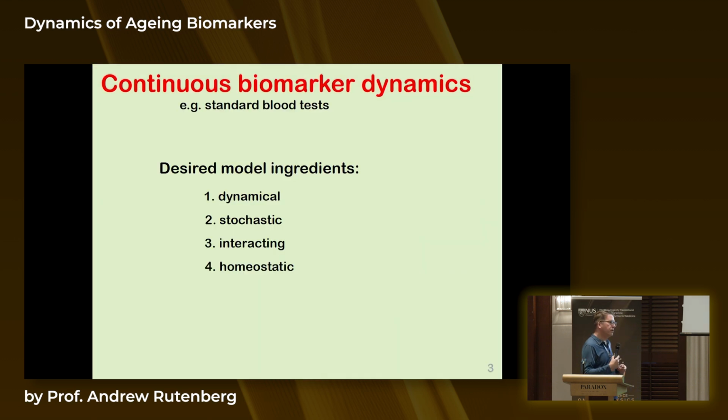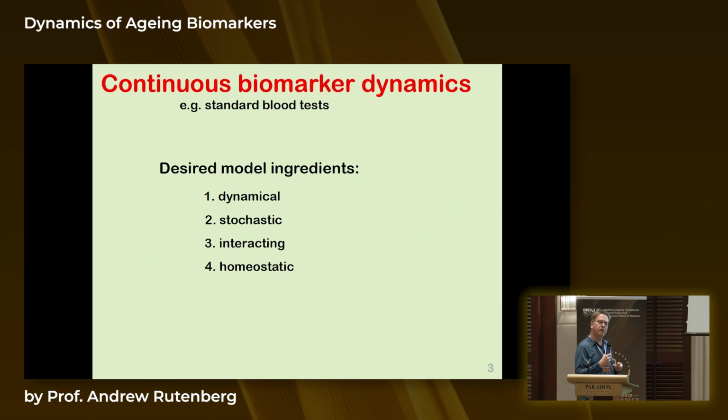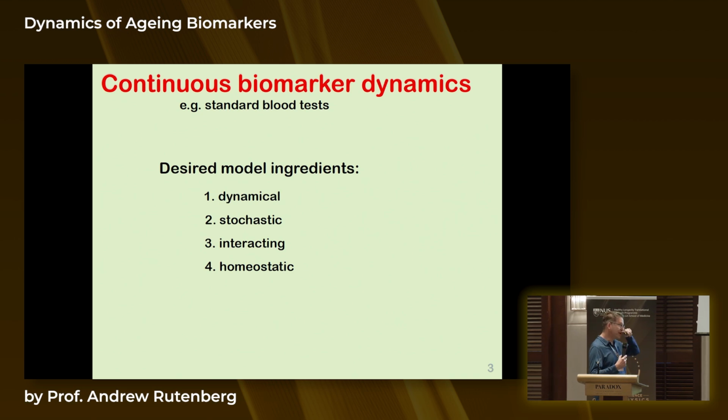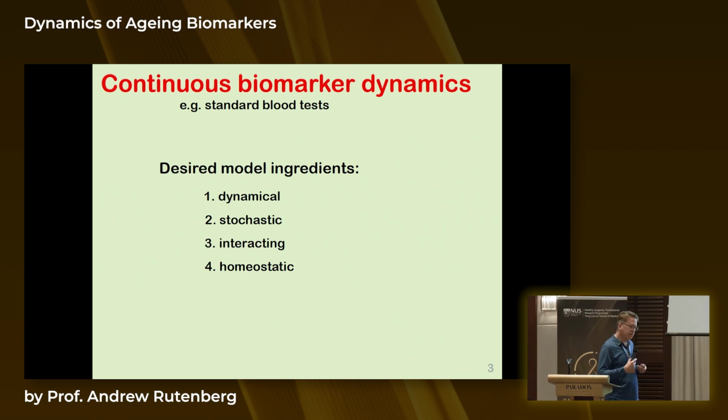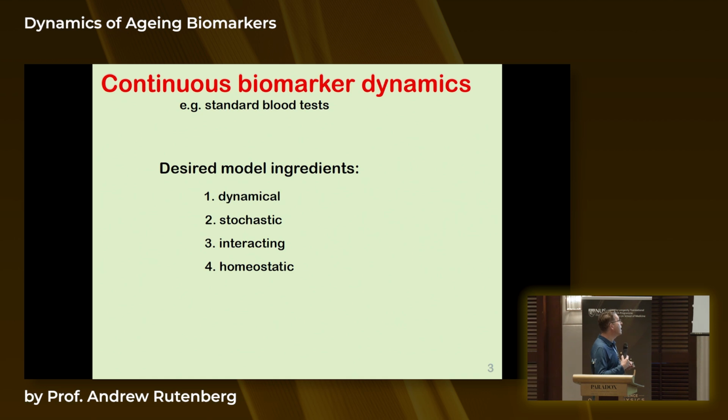So if you want to do that, and largely this isn't about methylation, when we started this, we were looking at standard blood tests because those are available in longitudinal studies. If you want to look at the dynamics and you want to build a model, you have some desired model ingredients. So this is, I guess you could say, a principled approach, but it's more of a phenomenological approach, but you still have to look somewhere. And one thing you want is a dynamical model. You want something with time dependence or age dependence.